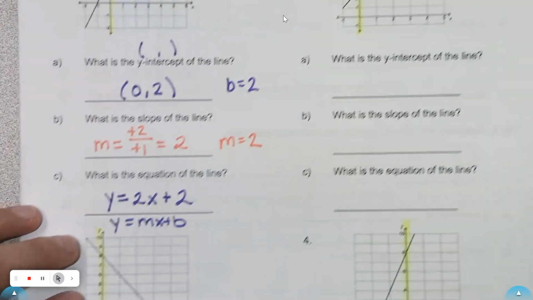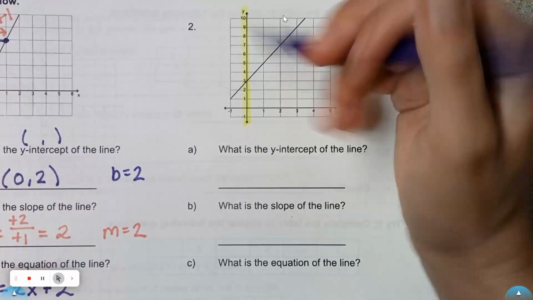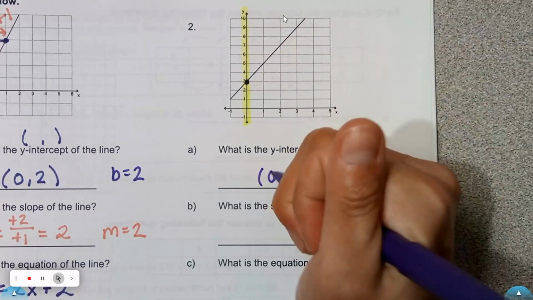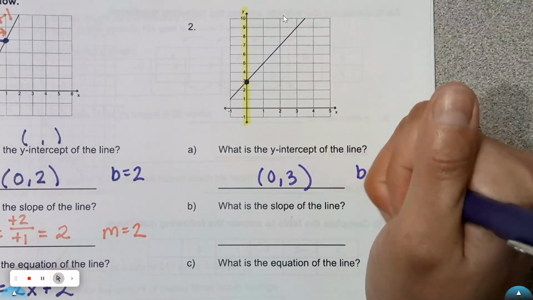Okay, I'm going to try number 2. So on the y-axis, my line is touching this spot right here. That's at the spot 0, 3. Remember, my y-intercept is written as a point, so that means my b equals 3.